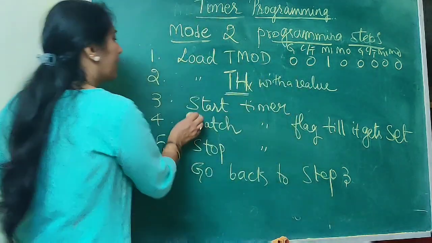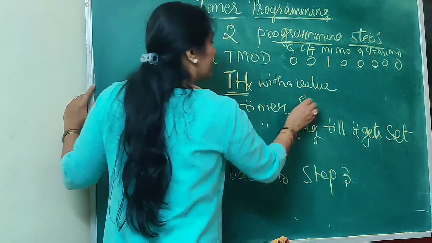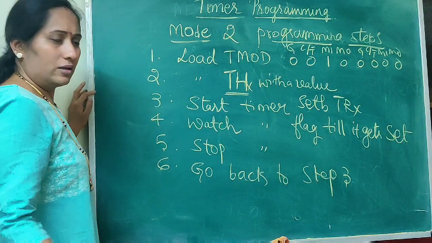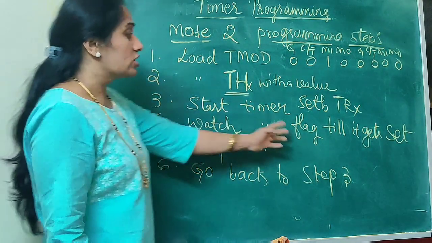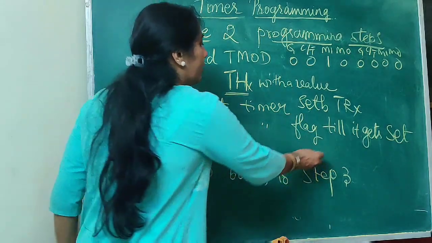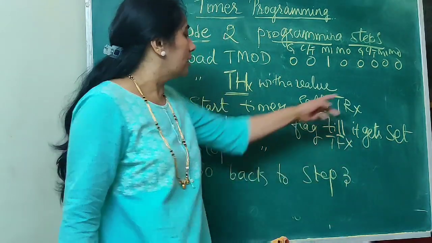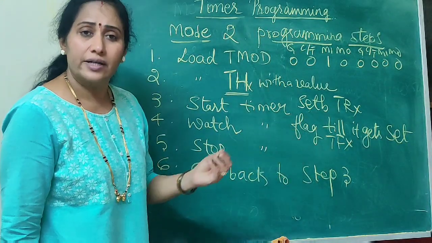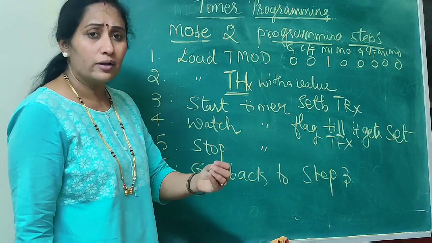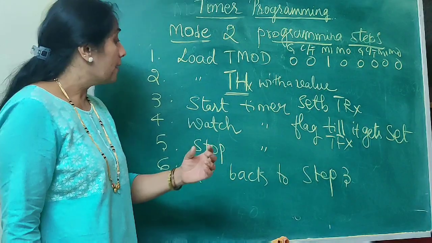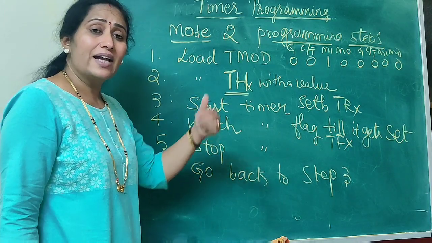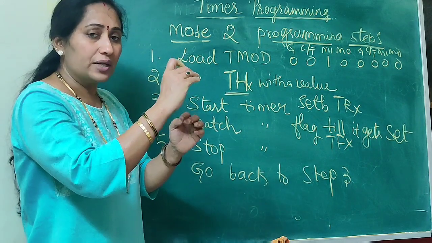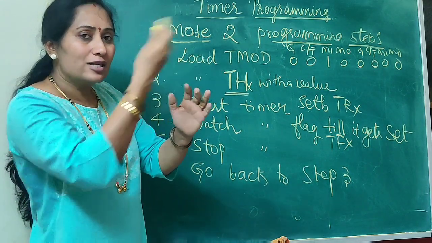The value will be loaded here, and then start the timer with the instruction that sets the bit TRx. Set the bit TRx, start the timer, and watch the flag till it gets set. TR and TF are in the TCON register. If TFx has the status 0, the counting is still going on and the internal clock pulses are being counted. Once the TF flag gets set, it means the timer has reached the maximum value FF, and with the next pulse it has rolled over.